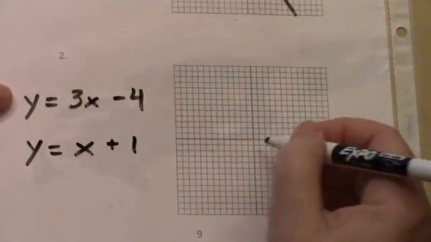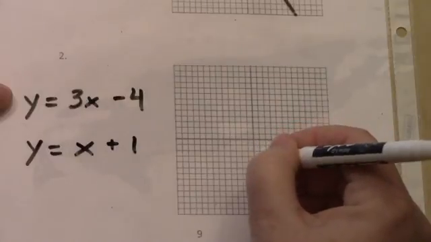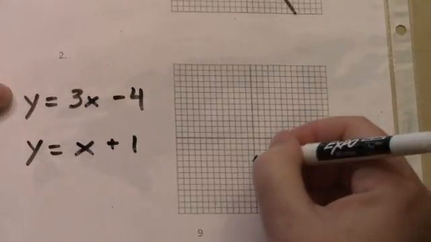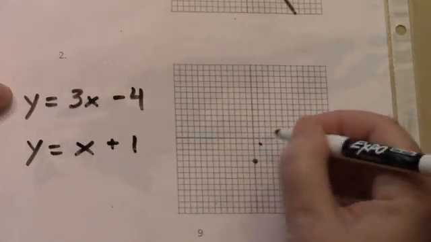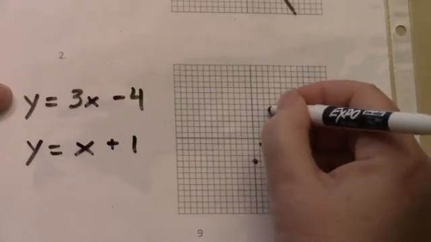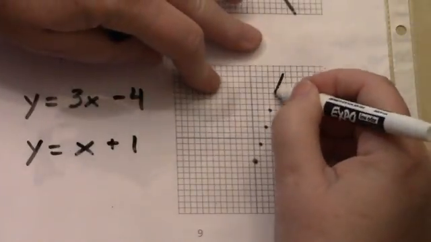We're starting at negative 4, so we'll go down 1, 2, 3, 4. Our slope is 3. Up 3 to the right 1, up 3 to the right 1. There's our first line.